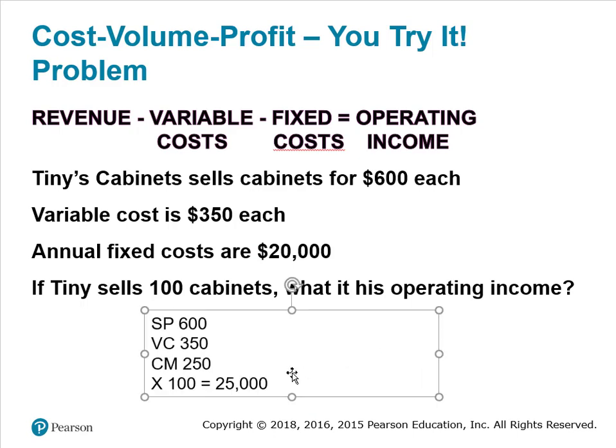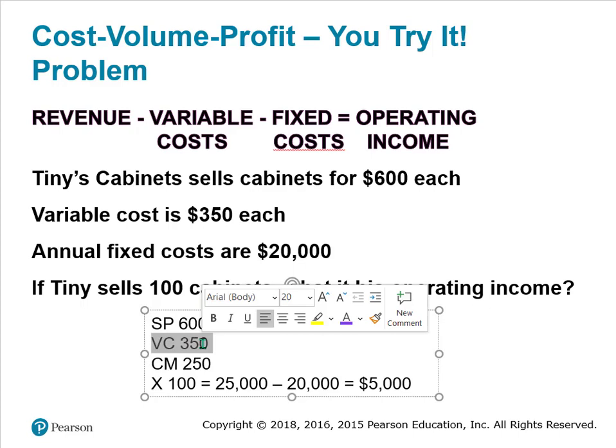25,000 minus fixed costs of 20,000 gives us operating income of 5. But see how nice it is to just use the contribution margin to figure out what your revenue would be.